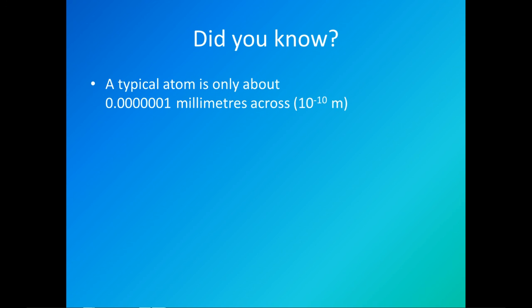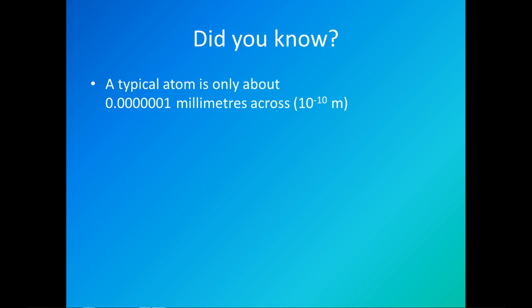Okay, I hope you found that helpful. Just a couple of quick facts that you don't need to know for the GCSE, but you may find useful, or may find interesting, rather. Okay, a typical atom is only about 0.000001 millimeters across. That's 10 to the minus 10 meters.